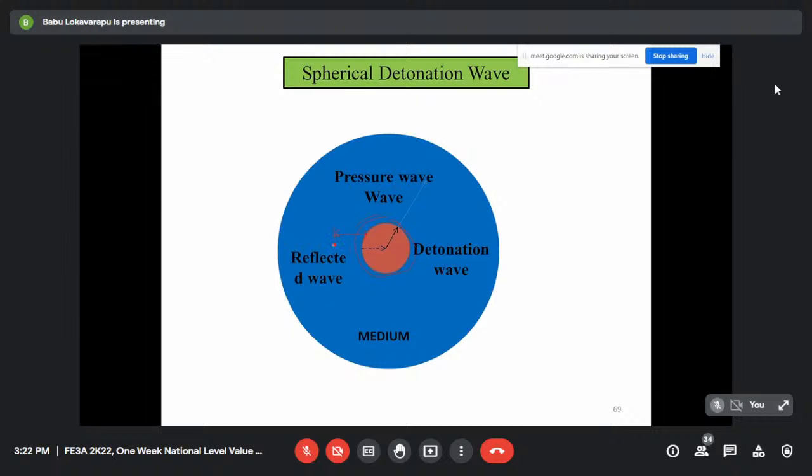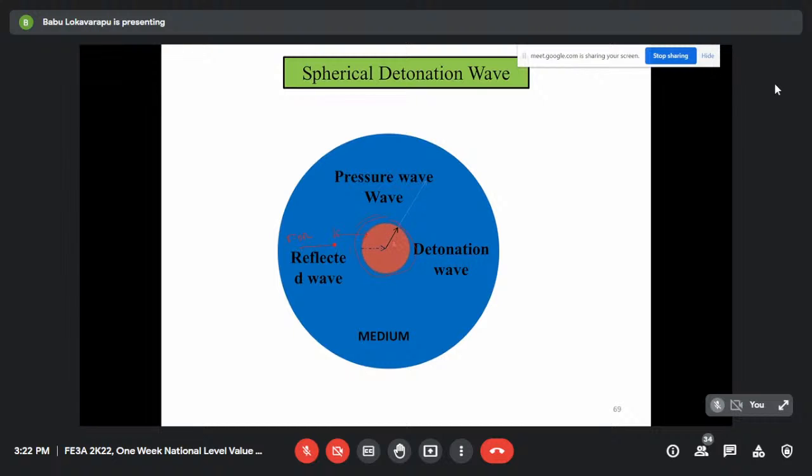Once it crosses a certain distance, this is far field effect, so damage is minimum. So what we have to do here, you need to identify the transition from near field to far field. This is the modeling of this spherical detonation. Okay, so red color is the source of the explosion.